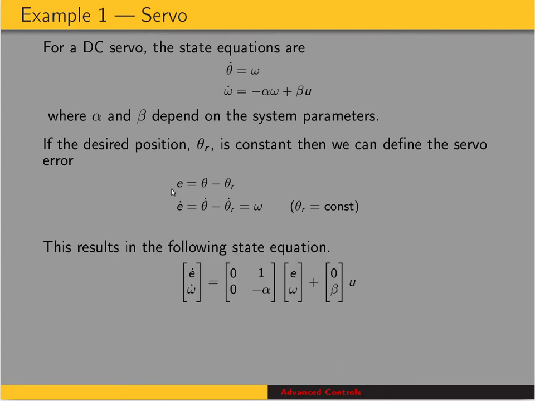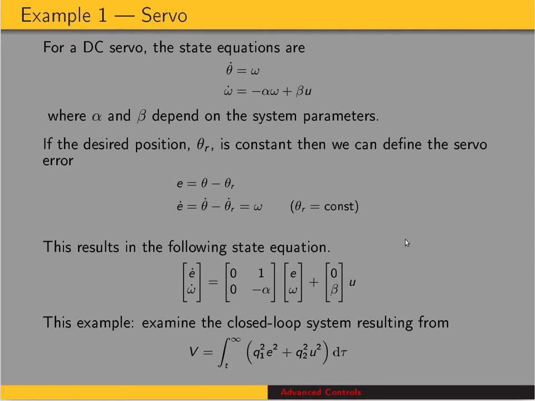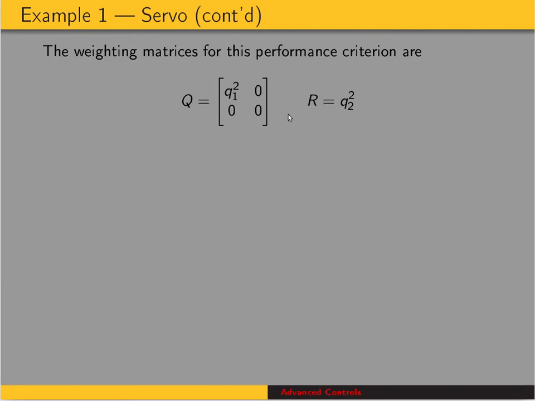And now substituting this, we end up with the following state equation. We have E and omega for our state vector. So here is x bar dot, and our state matrix, and our state vector, and our input matrix. Now we're going to look at designing a controller for this system when we have this performance criterion. We've got Q1 squared multiplying the error squared, and Q2 squared multiplying the input squared. So here are Q and R that correspond to that performance criterion.